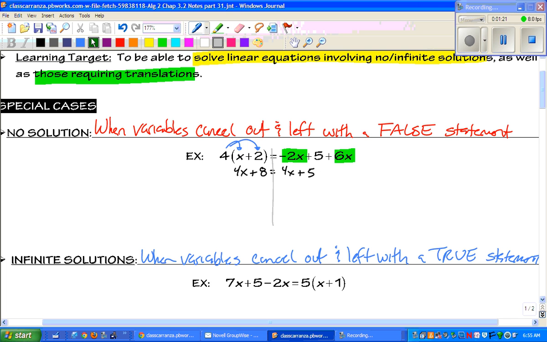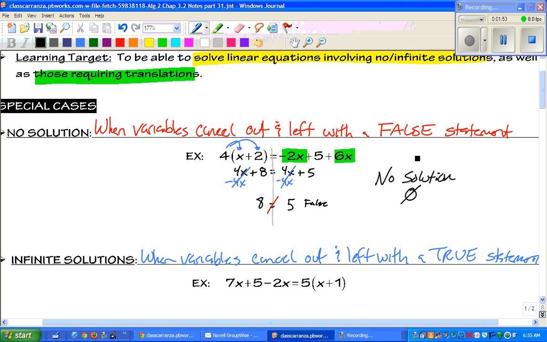We need to cancel out the variables, so I'm going to subtract 4x, and those cancel. I subtract 4x, and, oh wait a second, those cancel out too. And we're left with 8 equals, oh, that's positive 5, I apologize. So 8 equals 5. Does 8 equal 5? No, that's false. So when it's false, our answer is no solution.